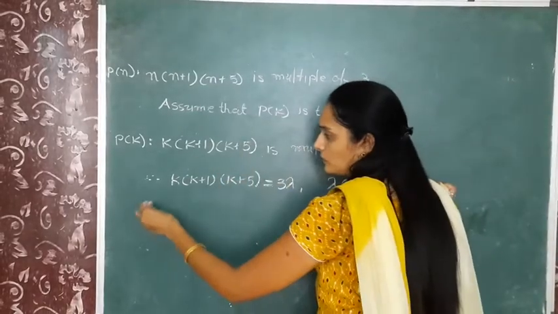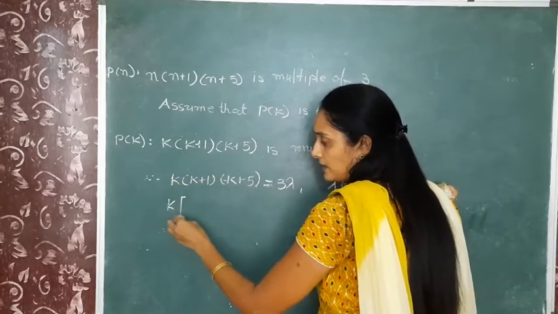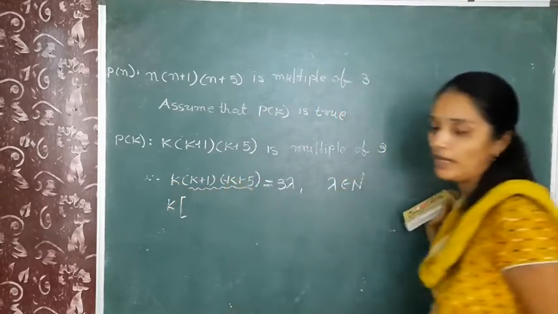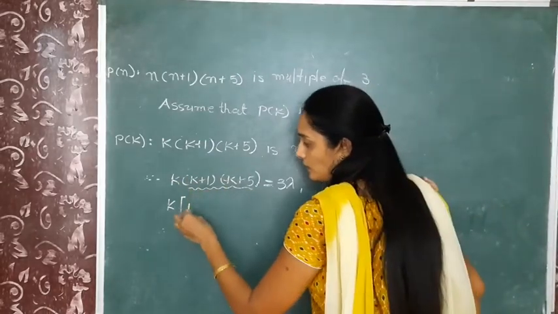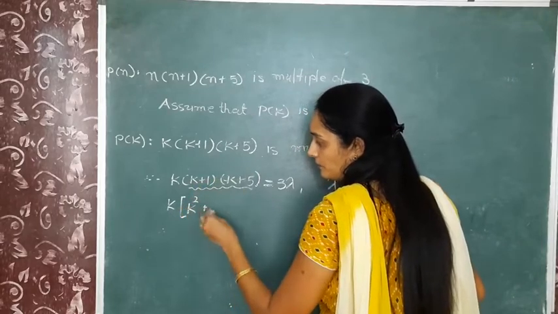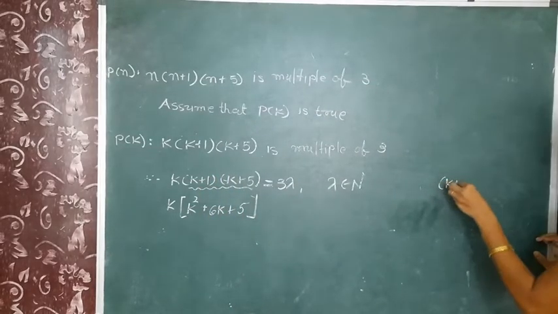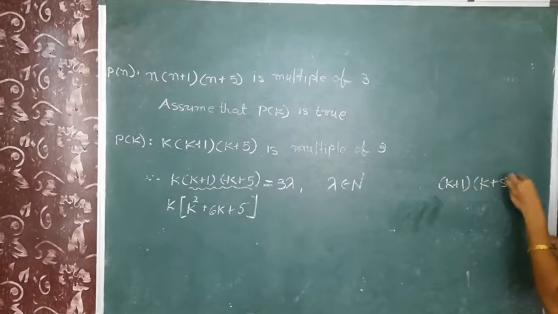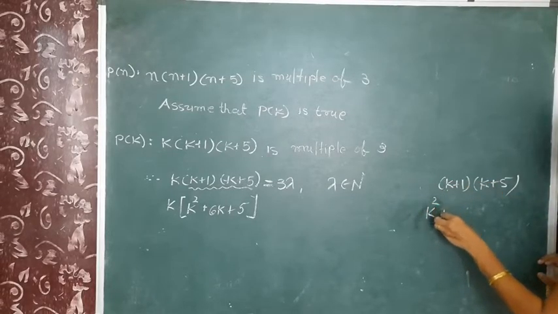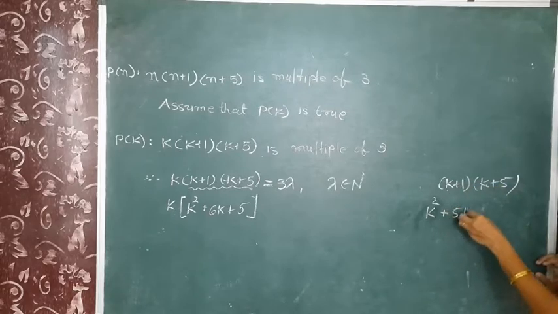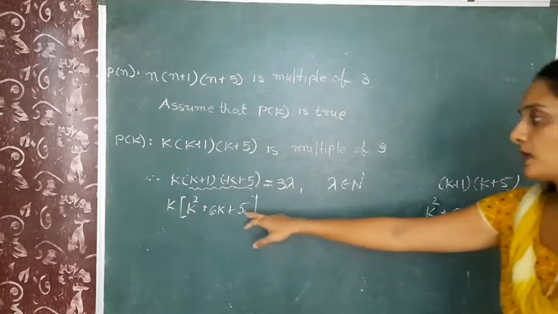Now here we have only one term, so we can expand k as it is. First we multiply these two terms, k plus 1 into k plus 5. So we have k square plus 6k plus 5. You all studied in standard 8 multiplication of these two brackets: k into k, k square, plus 5k plus k, plus 5 ones are 5. So k square plus 6k plus 5.